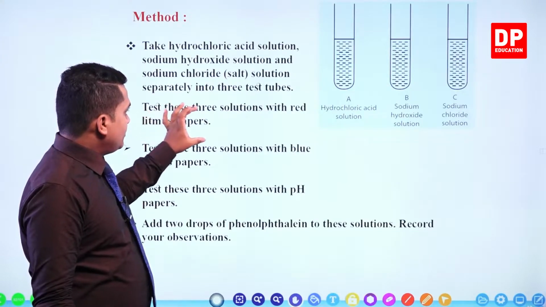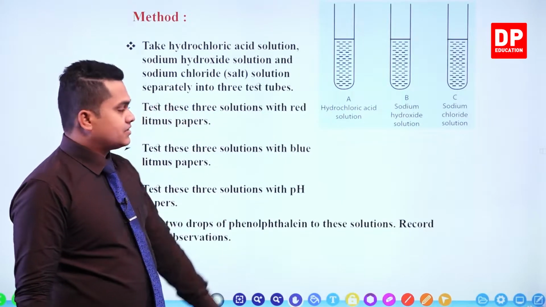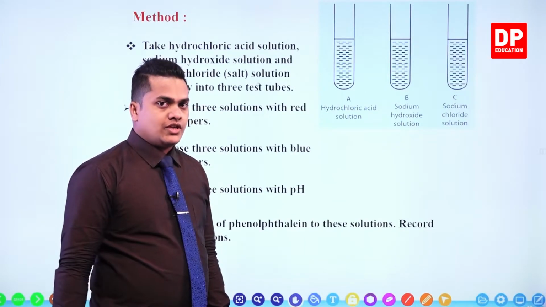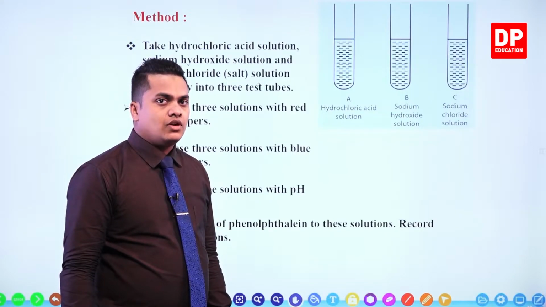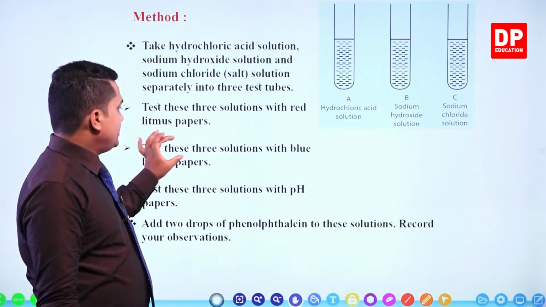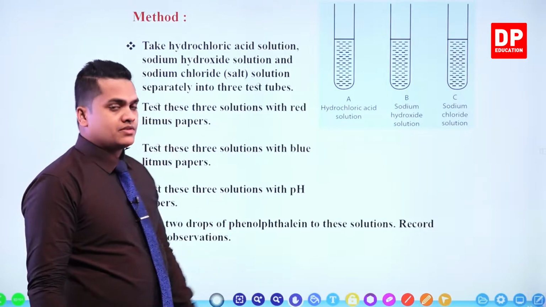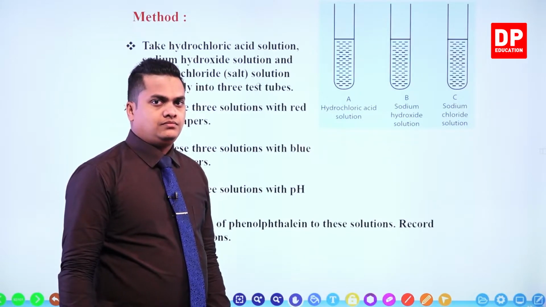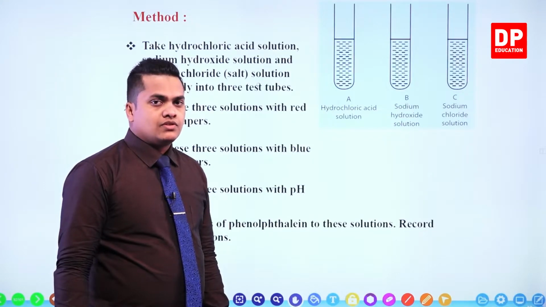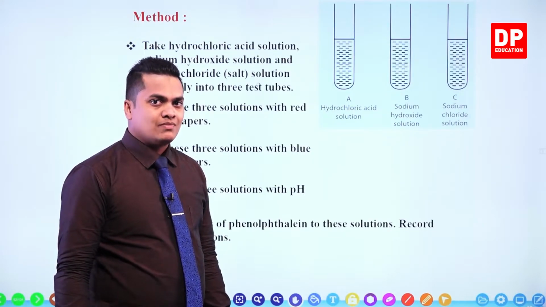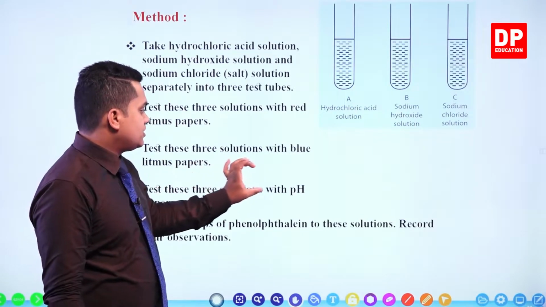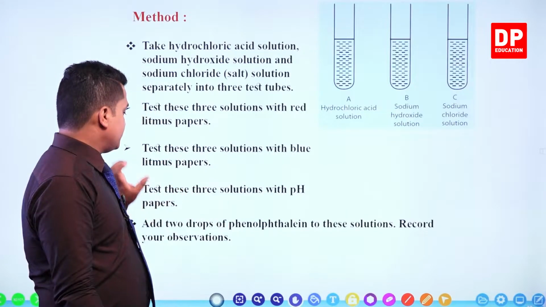Test these 3 solutions with red litmus papers. You have to insert a piece of red litmus and observe the changes. First of all, observe with red litmus. Test these 3 solutions with blue litmus papers. You have to observe the color change with the blue litmus papers. Then in the third one, test these 3 solutions with pH papers.